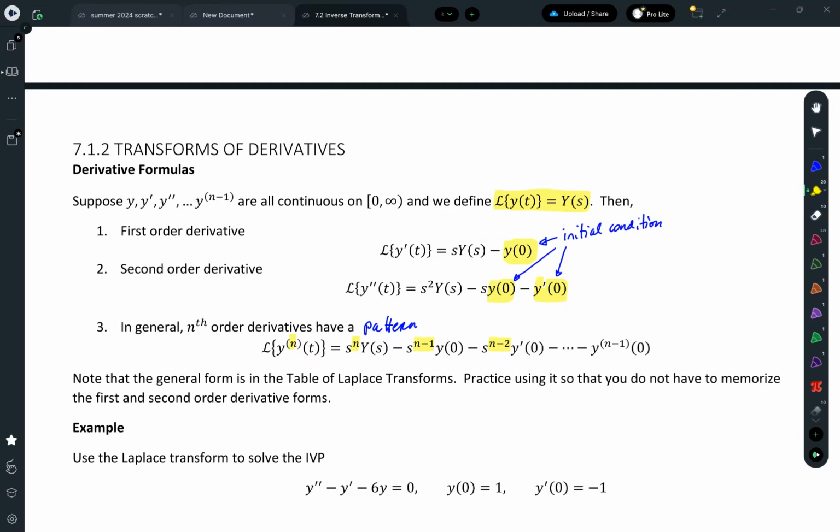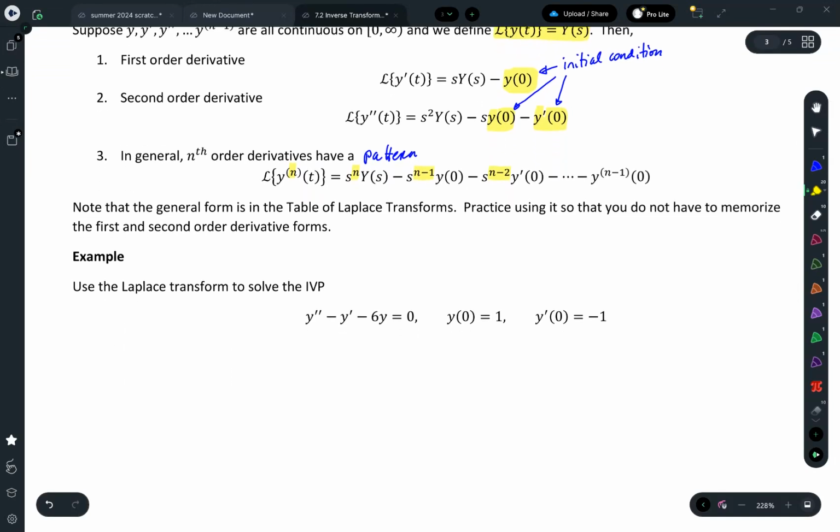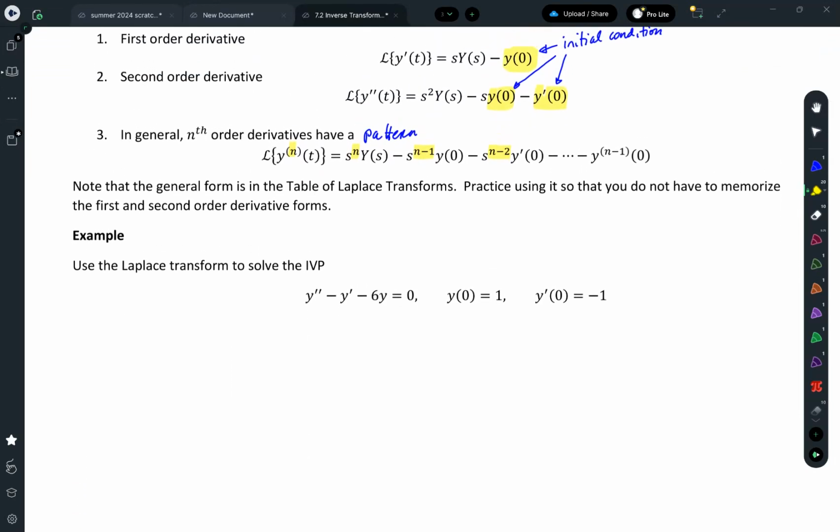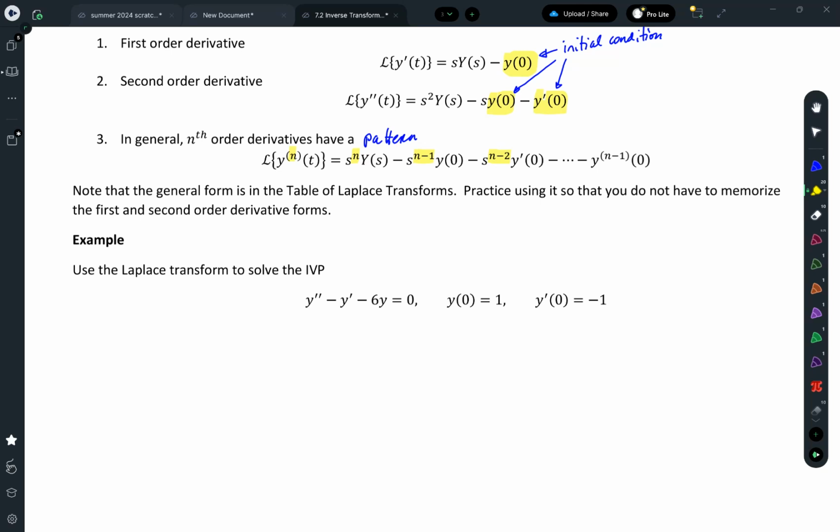So let's see how this works. We're going to use the Laplace transform to solve this initial value problem. We have y double prime minus y prime minus 6y equals 0. And we're given little y of 0 is 1, and little y prime of 0 is equal to negative 1. So let's go ahead and do this. We're going to take Laplace of y double prime, and I'm going to use linearity right away, minus the Laplace of y prime minus 6 times the Laplace of y is equal to the Laplace of 0.